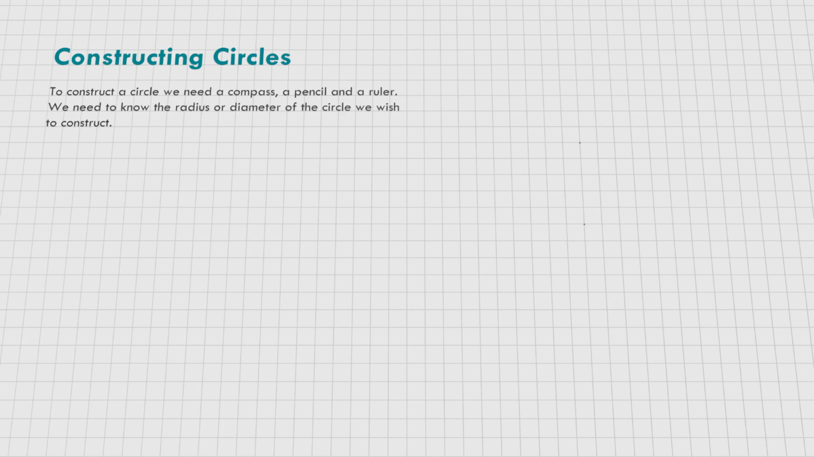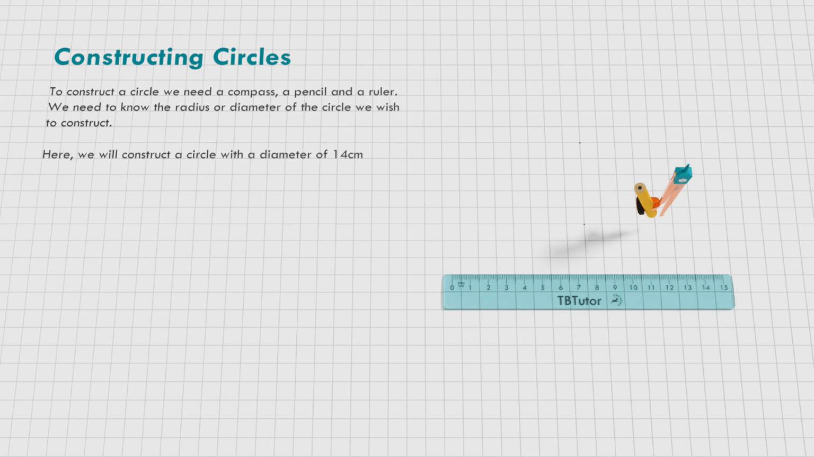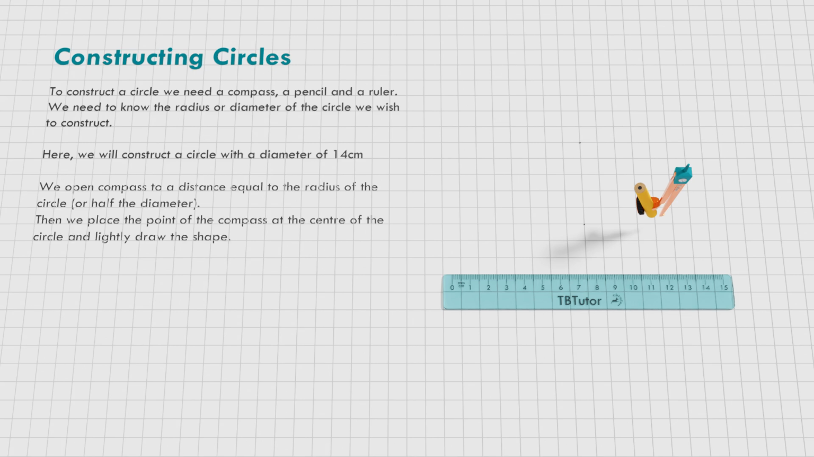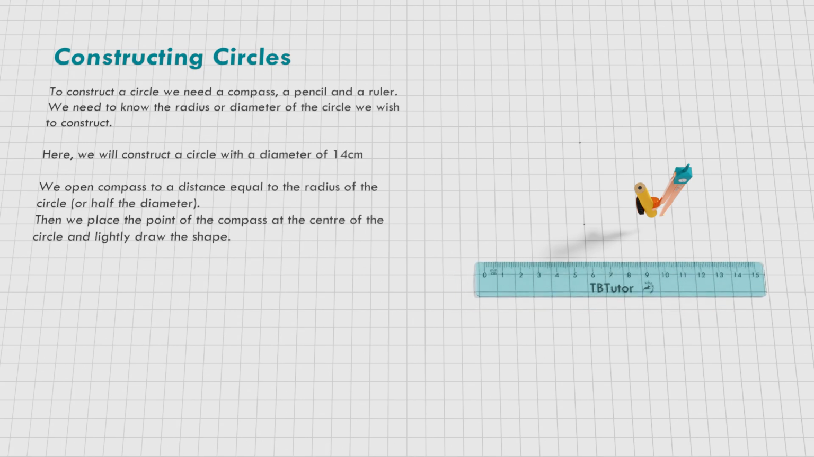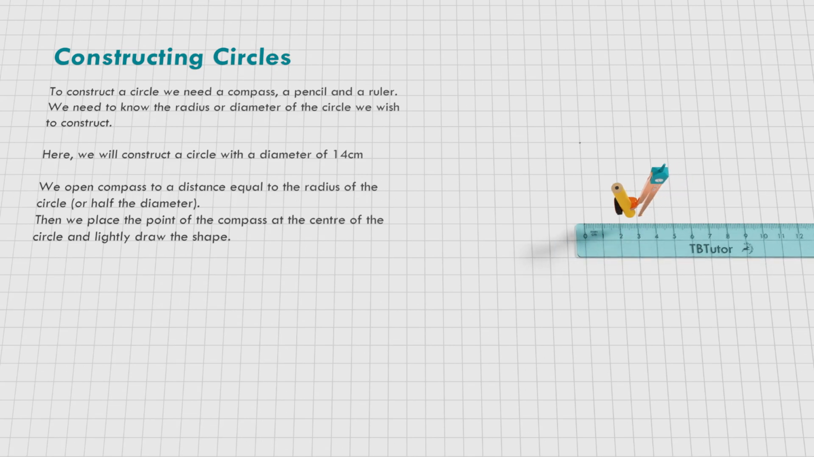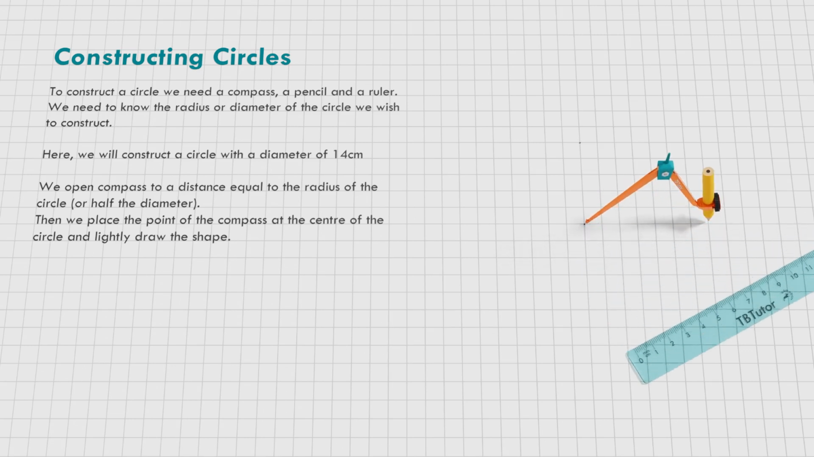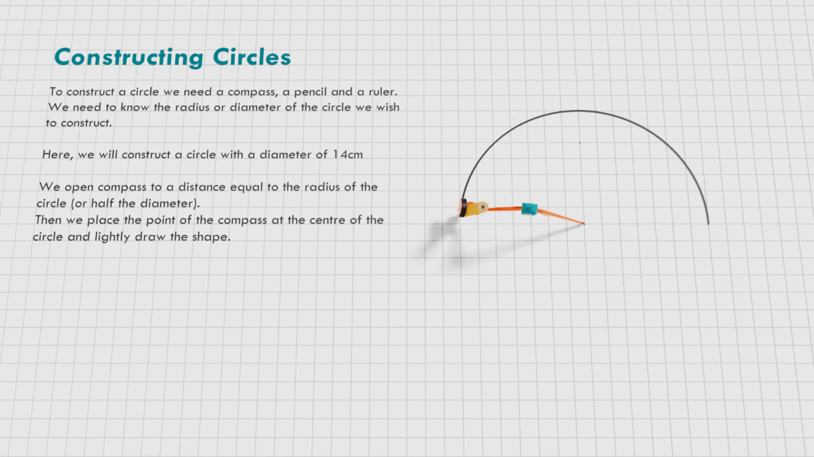To construct a circle, we need a compass, a pencil and a ruler. We need to know the radius or diameter of the circle we wish to construct. Here, we will construct a circle with a diameter of 14 centimeters. We open a compass to the distance equal to the radius of the circle, or half the diameter. Then we place the point of the compass at the center of the circle and lightly draw the shape.